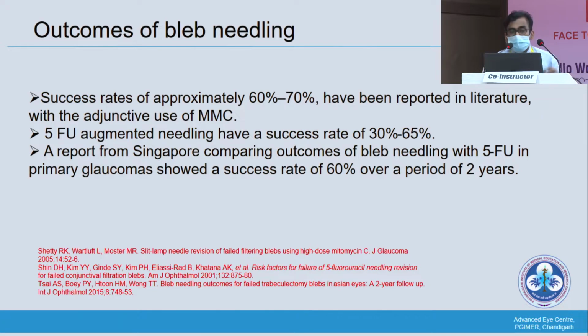So what did the literature say? Literature said the success rate of bleb needling with MMC is around 60 to 70%, whereas the success rate augmented with 5FU is slightly lesser, that is 30 to 65%. Another report from Singapore National Eye Institute had a success rate of around 60% over a period of 2 years.